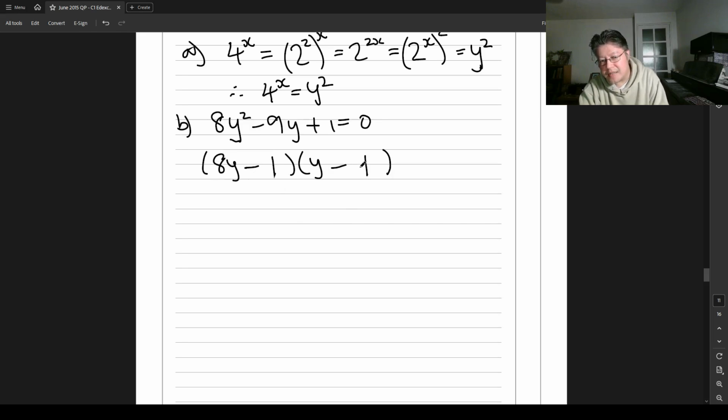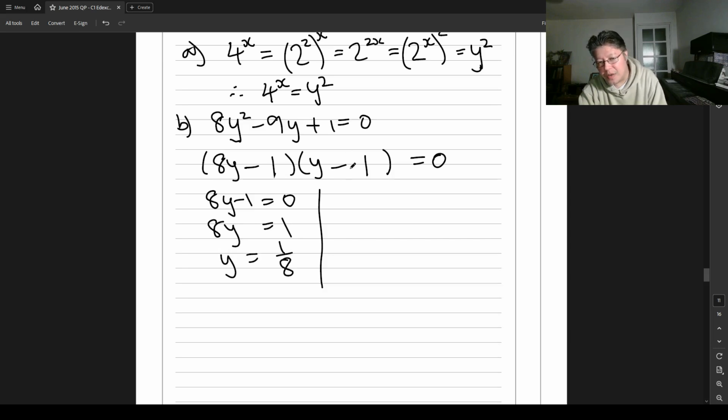Because this gives us minus 8y, minus 1y is minus 9y. So that equals 0. We'll split this up into 2 equations. So 8y minus 1 is 0. That gives 8y equals 1 and y equals 1/8. And the second one is y minus 1 equals 0. That gives us y equals 1.